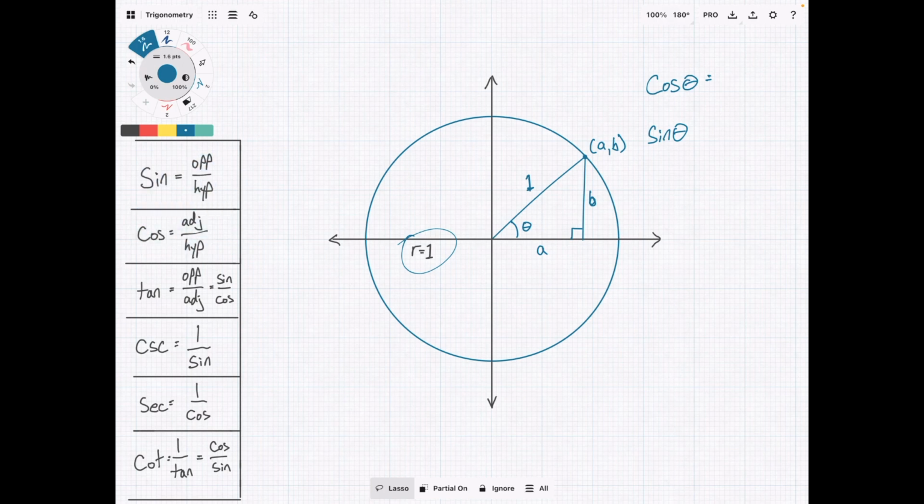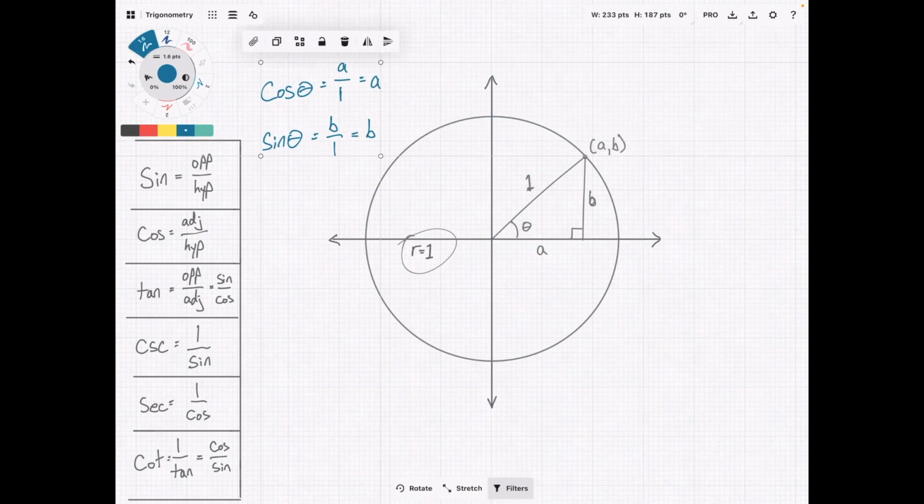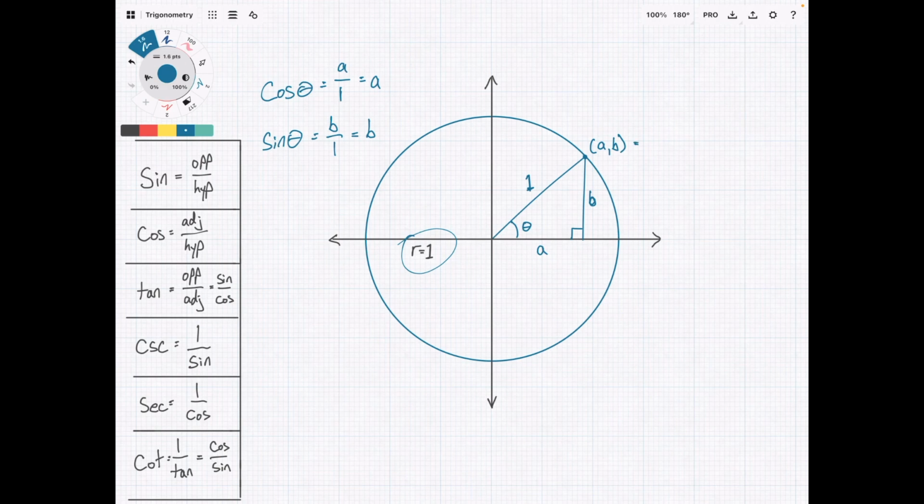So for cosine, we have adjacent over hypotenuse, which is going to be A over 1, which is just A. Now for sine, opposite over hypotenuse, we're going to have B over 1. This is just B. So we're going to take these, move them over here. And an interesting thing you can see is that you can basically rewrite this coordinate as cosine theta, sine theta, since we found that A here is cosine and B is sine.